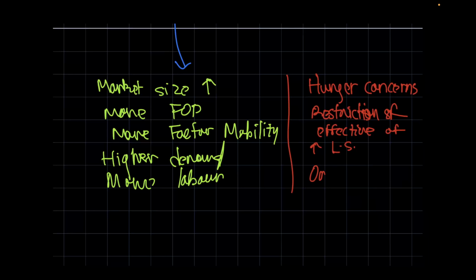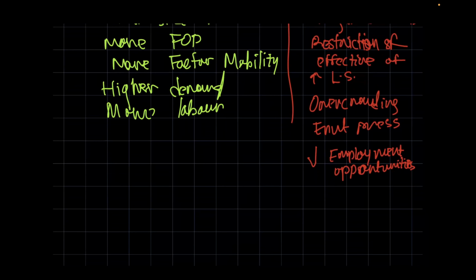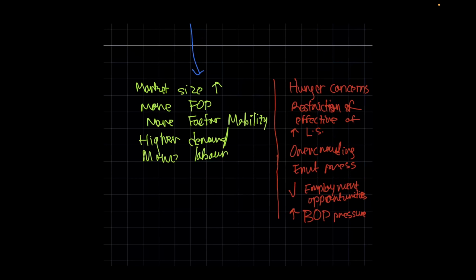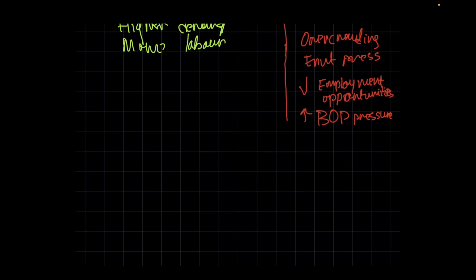Then you have issues such as overcrowding, you have environmental pressures, you do have fewer employment opportunities because there's so much competition. And then you have the idea that there could be a balance of payments pressure which rises. This is because when you have more people, the imports could potentially increase in the economy, which could harm the balance of payments.